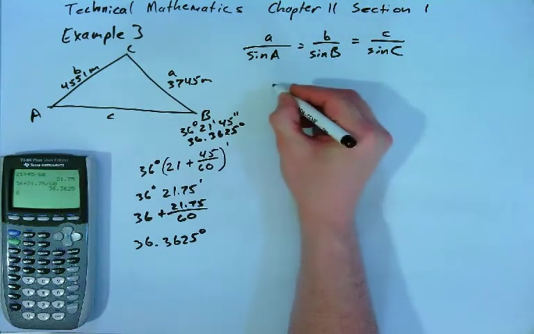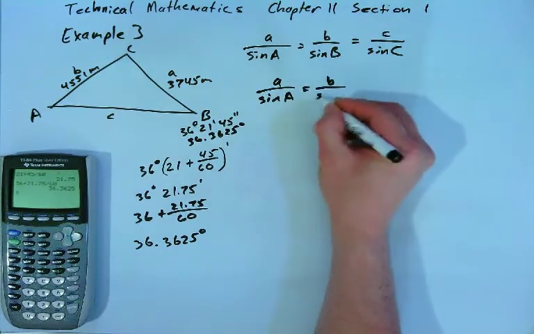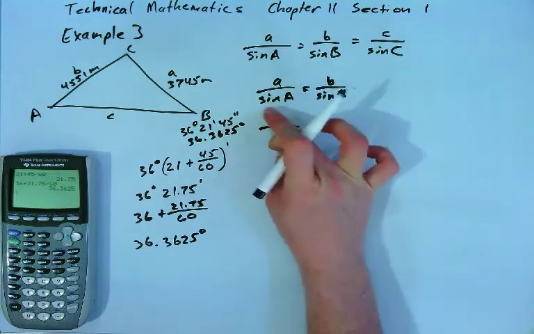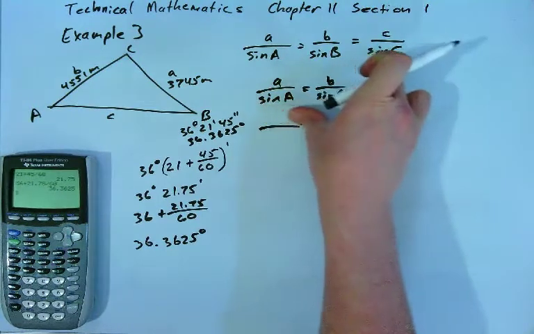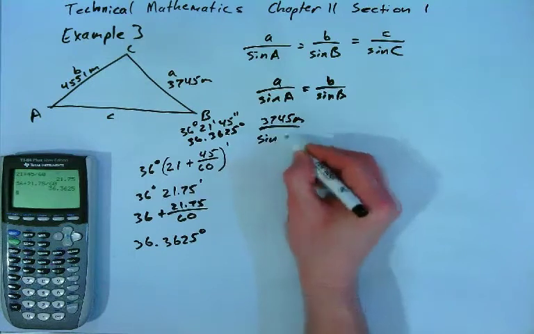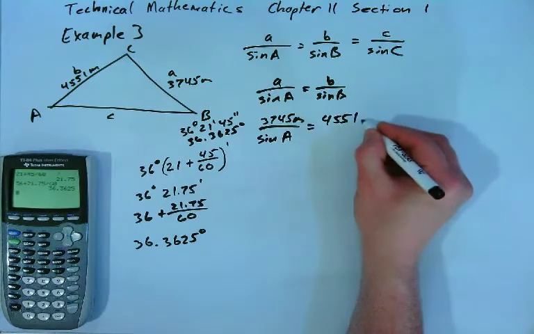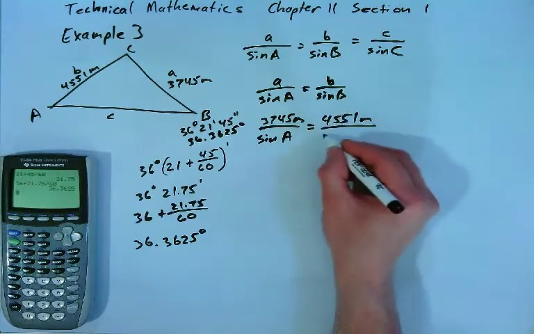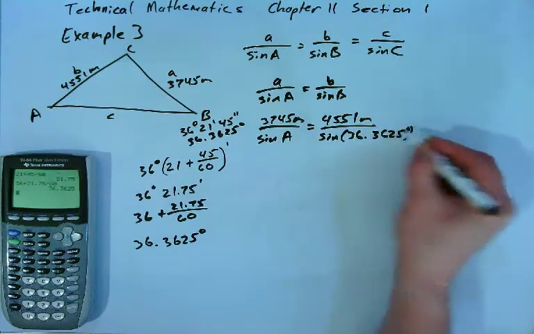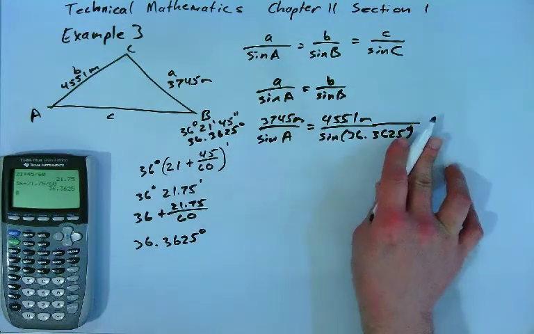And so we know A, we're looking for sine A, and we know B, and we know angle B. The length of side A we have, that's 3745 meters. We're looking for the angle A. Side B we know is 4551 meters. Angle B we know is 36.3625 degrees.